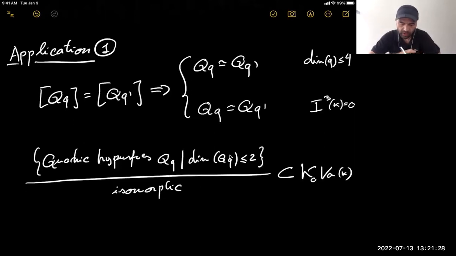So in particular, you cannot have non-isomorphic quadric hypersurfaces which are piecewise isomorphic.